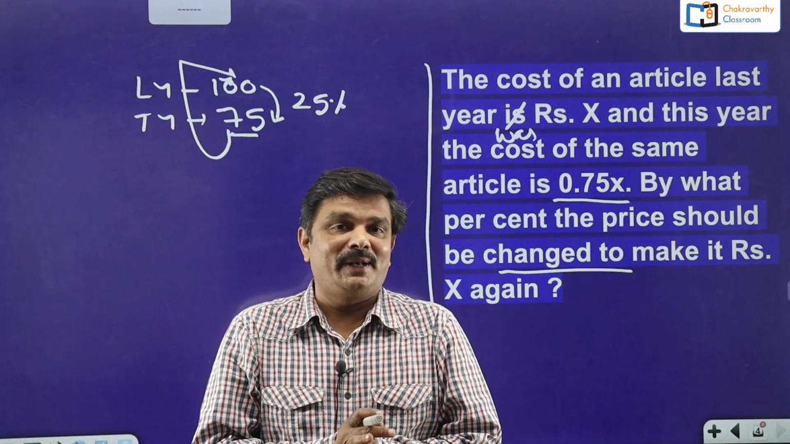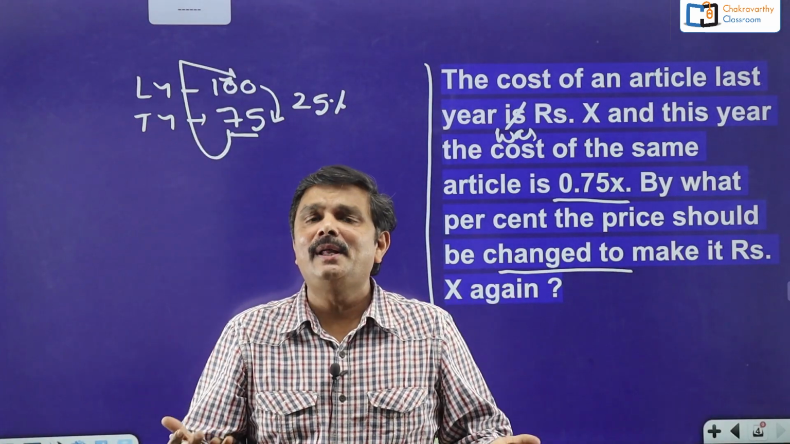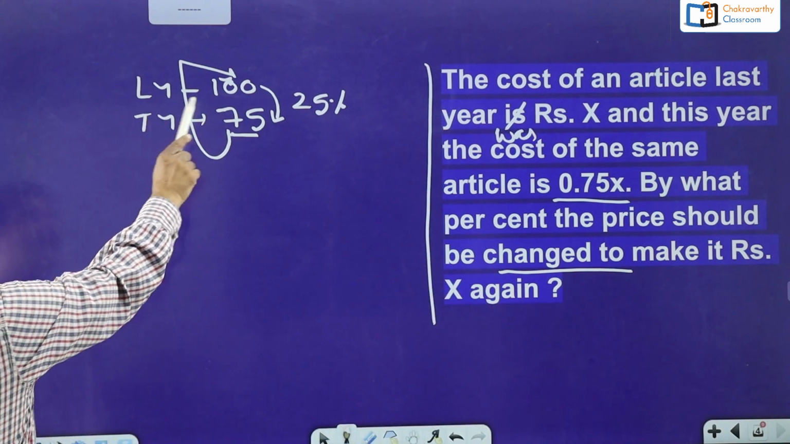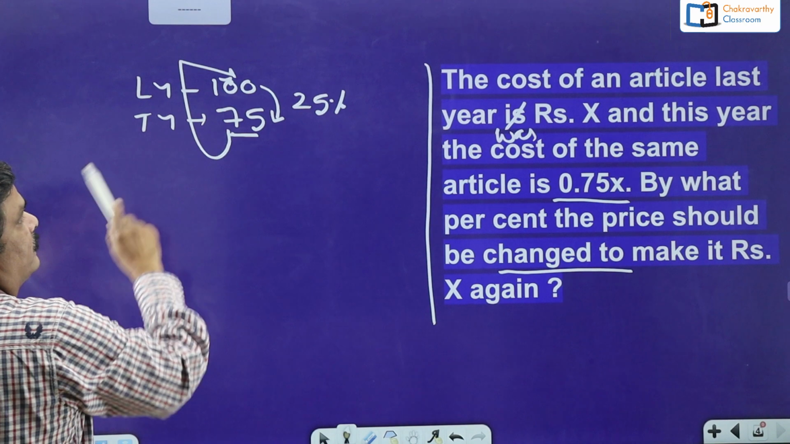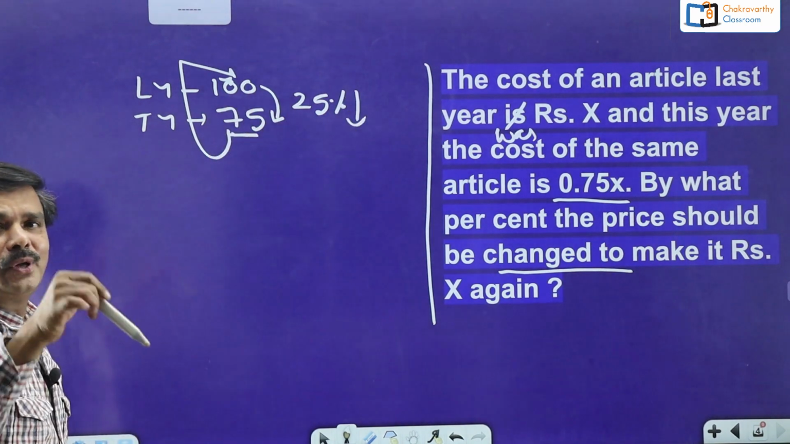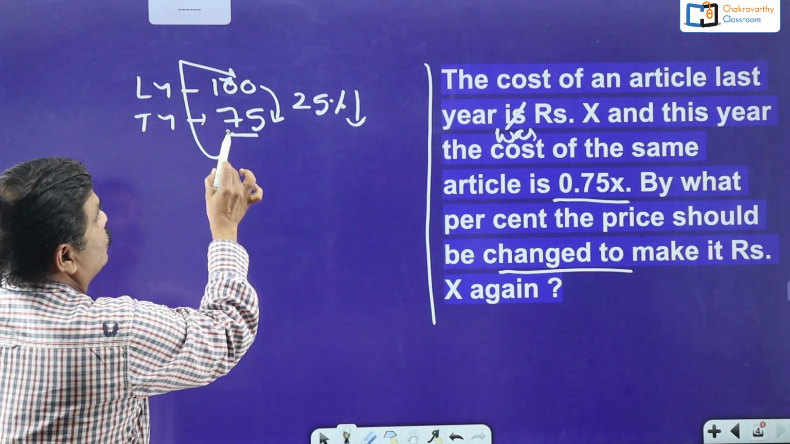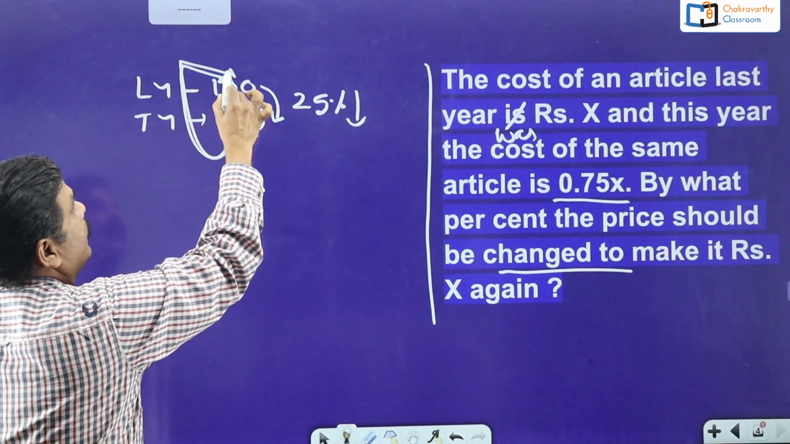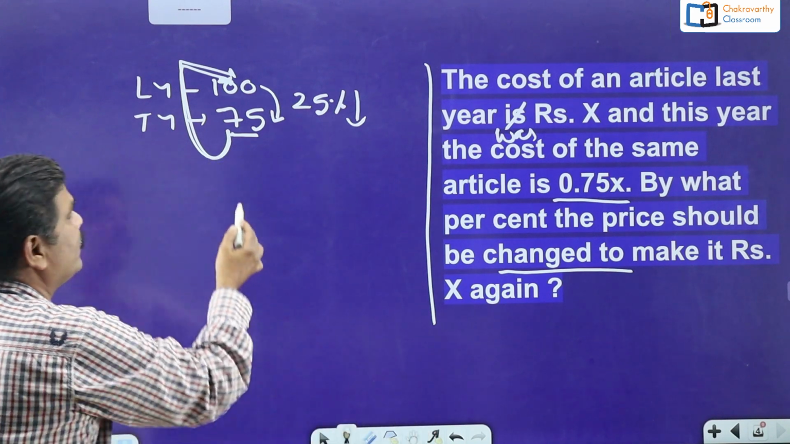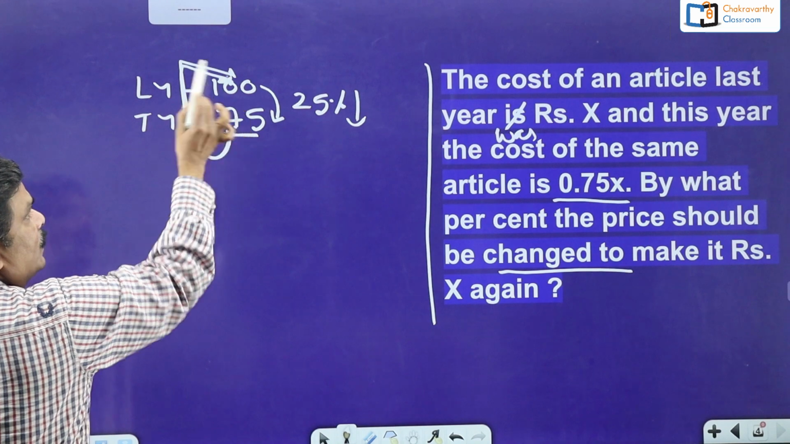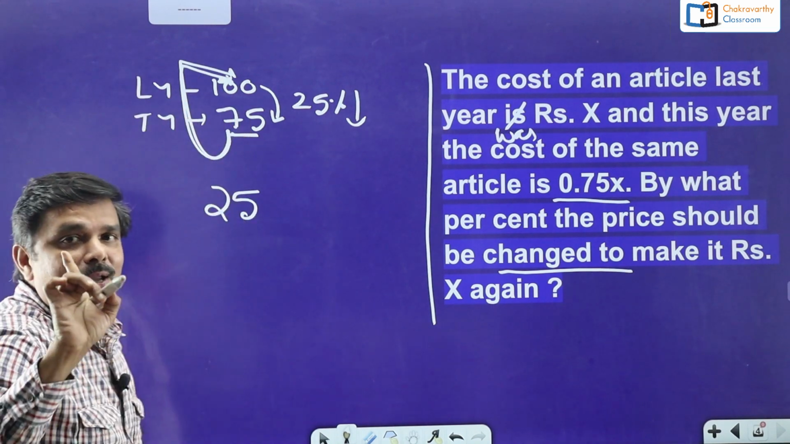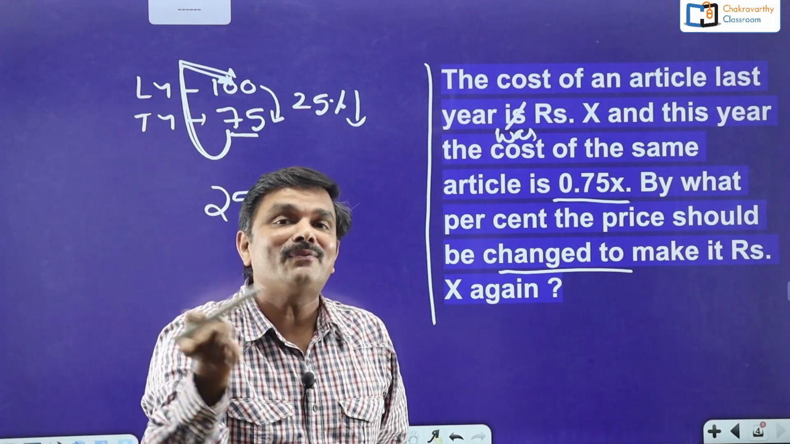Now they are asking how much percentage it should be changed to make it again the same. Since the question has been asked on percentages, you are at liberty to take any number you want. Now the question is clear, students. I have taken last year as 100 rupees, this year 75, that means 25% decrease. By what percent should it be increased to make it again 100? From 75 to 100, 25 rupees it should be increased, but they are asking in terms of percentage.